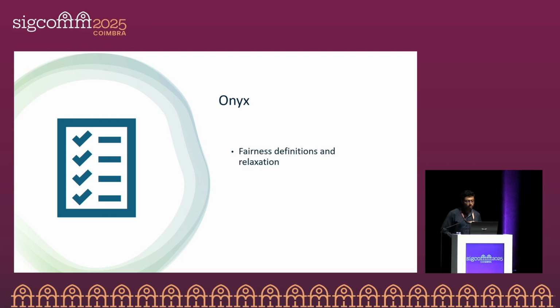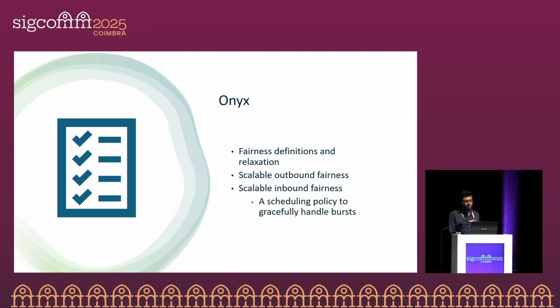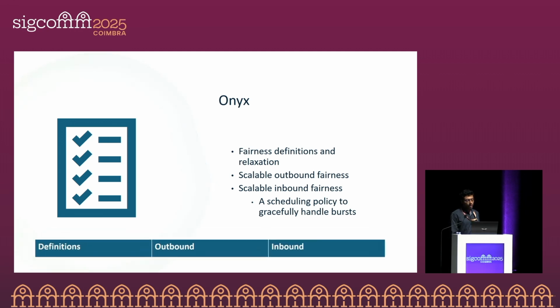Okay, so just the agenda for the rest of the talk. We'll discuss what the fairness definitions are for Onyx and how we relax them with respect to on-prem. How we have fairness that is scalable on the outbound direction from the exchange server to participants. How we provide fairness on the inbound direction from market participants to the exchange server. And here we actually advocate for an application-specific or domain-specific scheduling policy that can gracefully handle bursts of orders due to market activity. Okay, so let's dive in.